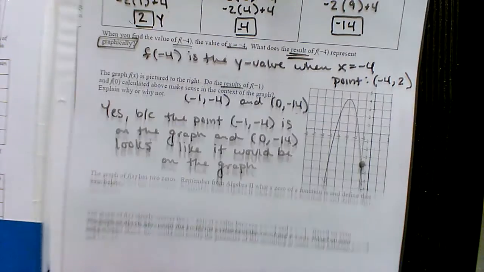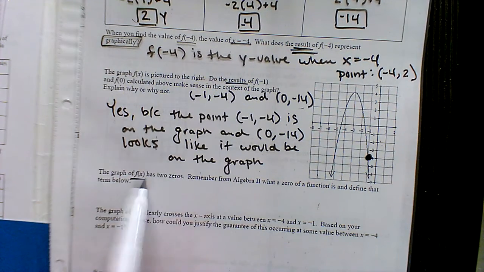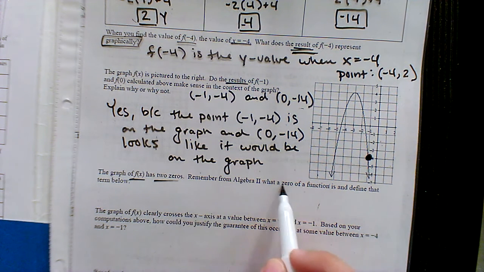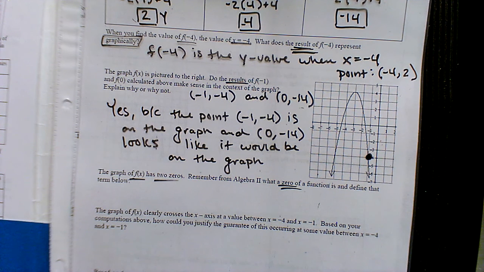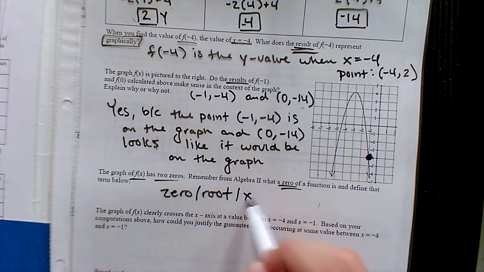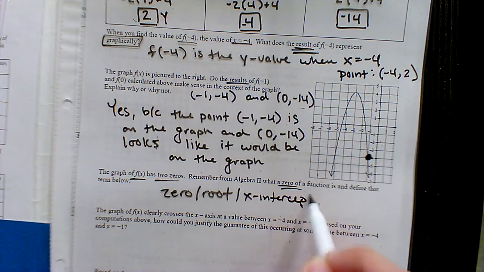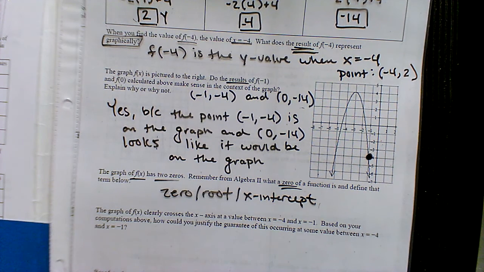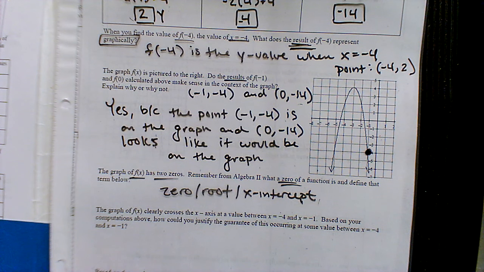All right, so Cole, speaking of x-intercepts, the graph of f of x has two zeros. Do we remember what that word zero means? Go ahead, Cole. Okay, so zero, root, x-intercept, those are all synonyms. We looked at that at the beginning of the year on the calculator. We saw how we can find those exactly with the capabilities of our graphing calculator.